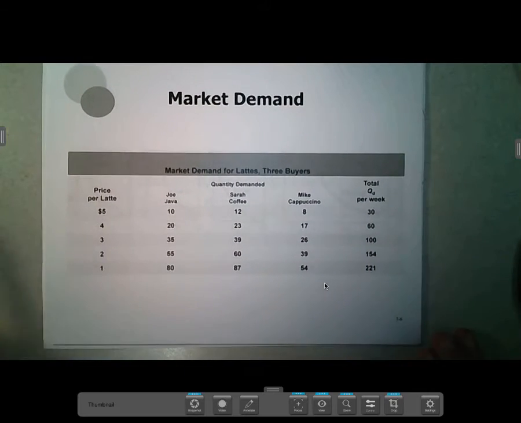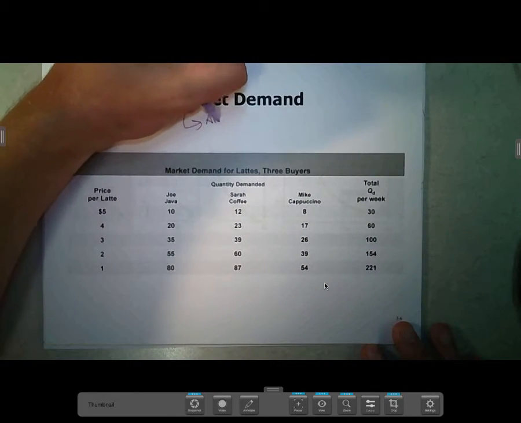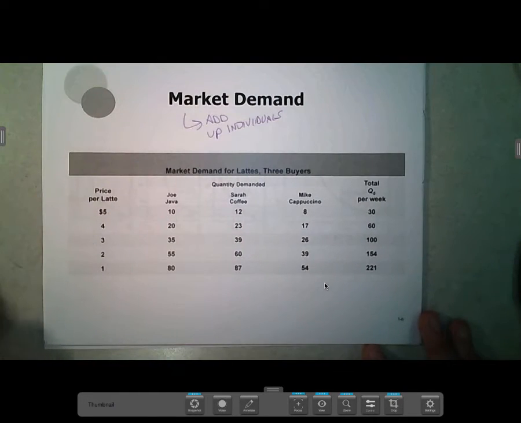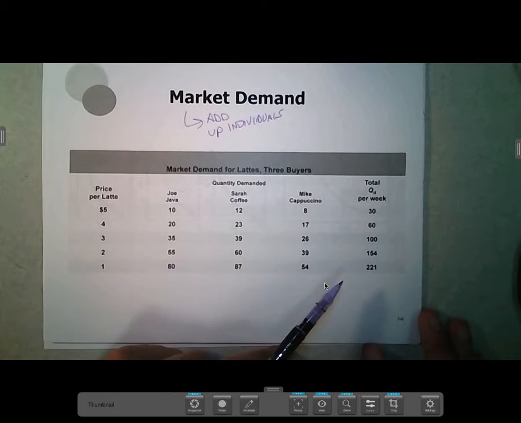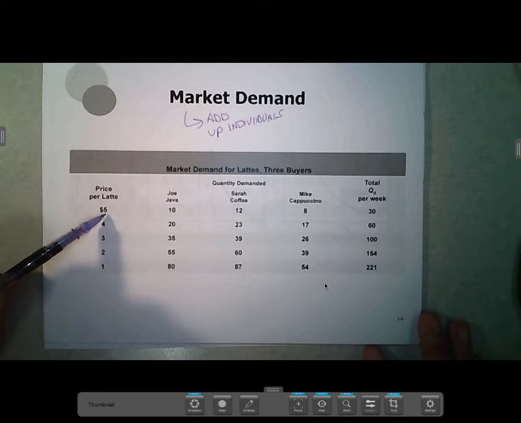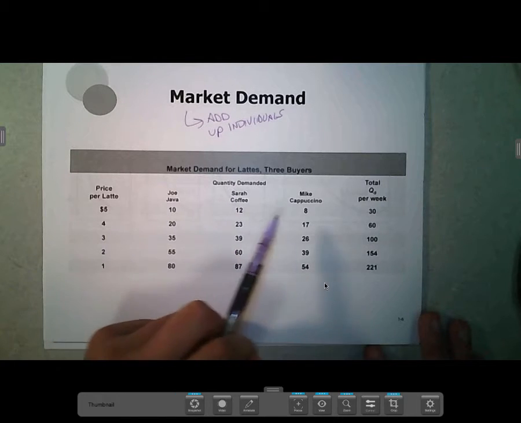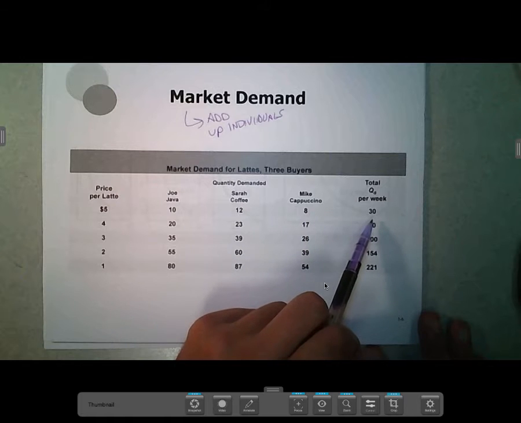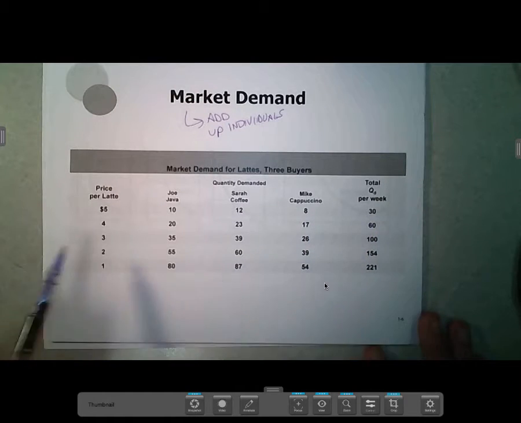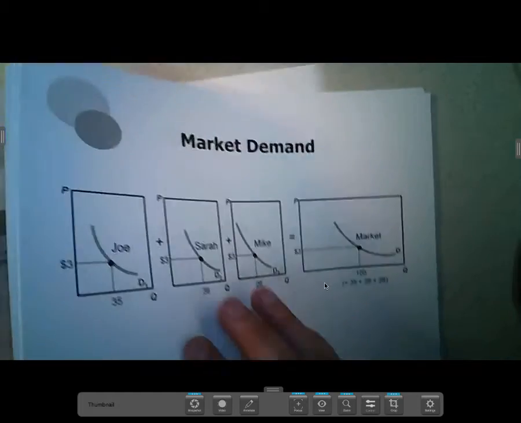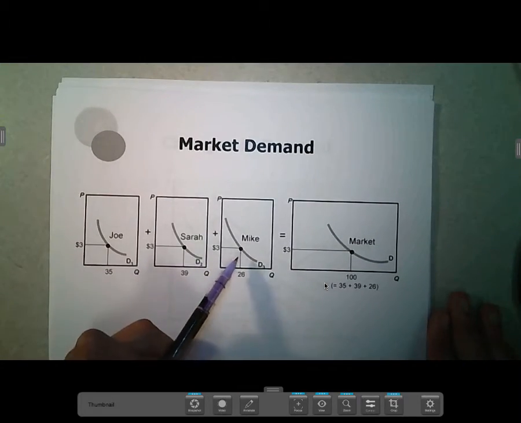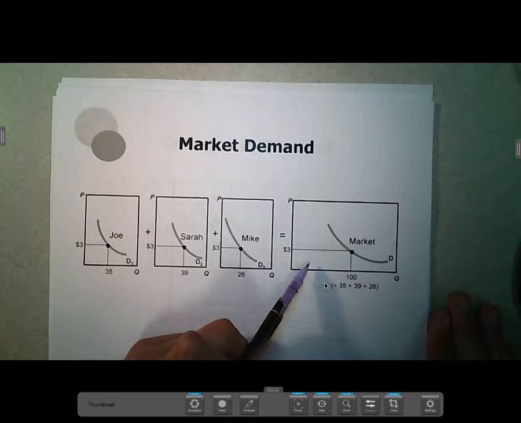And then what we do for market demand is, again, we just add up the individuals. Joe and Sarah and Mike, right? And we say that at $5, if Joe wants 10 and Sarah wants 12 and Mike wants 8, then we can add up 10 and 12 and 8 and get 30. Right? And so on and so forth. Or in other words, we can add up their individual demand curves to get an entire market demand curve.